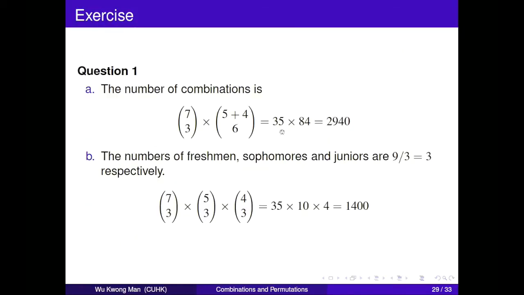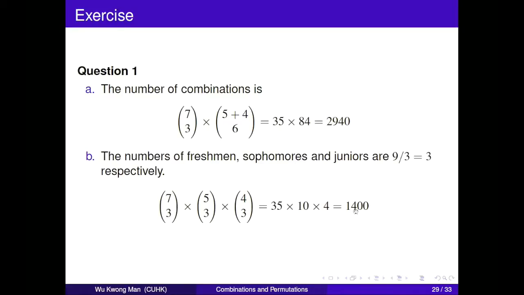Part A of question 1 is easy. We just need to calculate the possible combinations of freshmen from the freshman group and the possible outcomes of the other 6 representatives from the other 2 groups, which is 7C3 times 9C6, which is equal to 2,940 ways. Part B is similar to Part A. We just need to divide 9 by 3 groups, and 3 representatives from each group are selected. So r is 3 for each group, and the product is the answer.